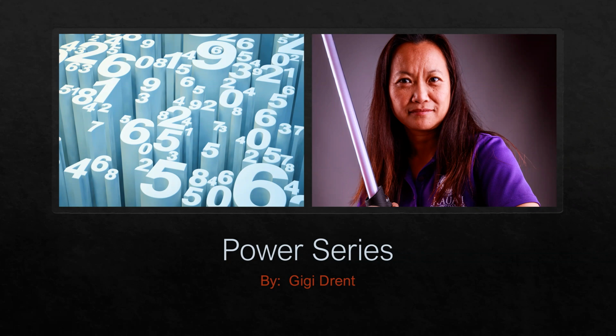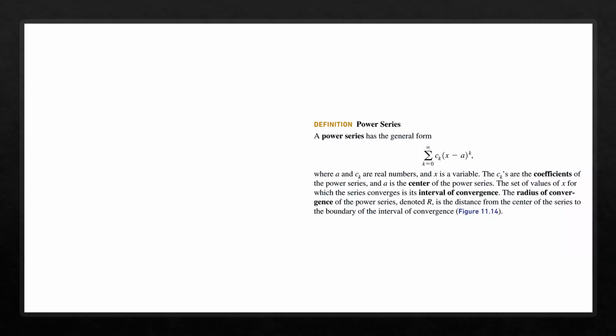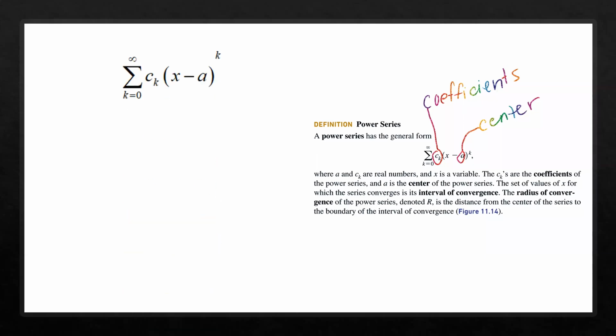In this video, we will be studying power series. Power series are of the form C sub k times (x minus a) to the k power. The C sub k is what we normally refer to as the coefficients of the power series, and the a is the center. When looking at a power series, or any series in general, we want to know whether a series converges and when it will converge.